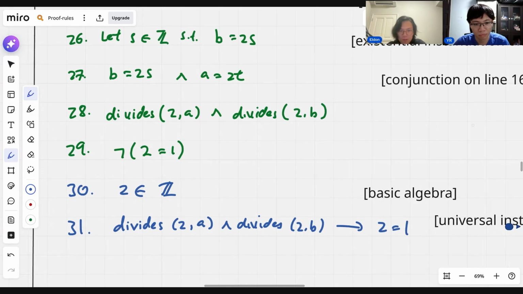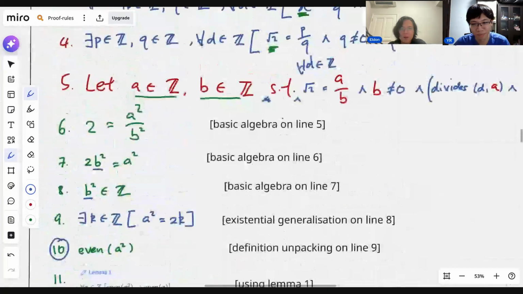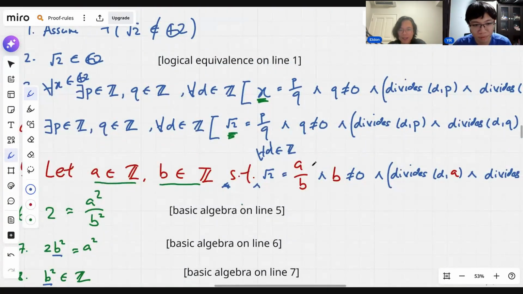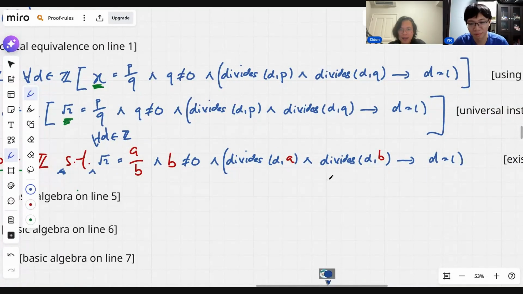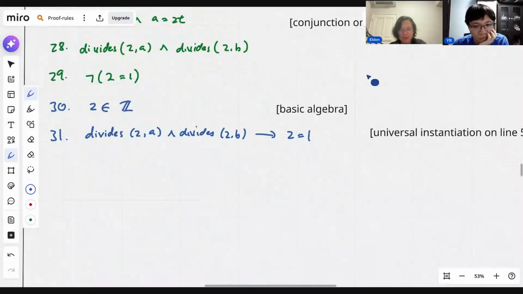So how did we get here, right? How did we get here? Well, we got here because we took this for all statement and we instantiated it with the value of d being equals to 2. So we're doing, again, universal instantiation.